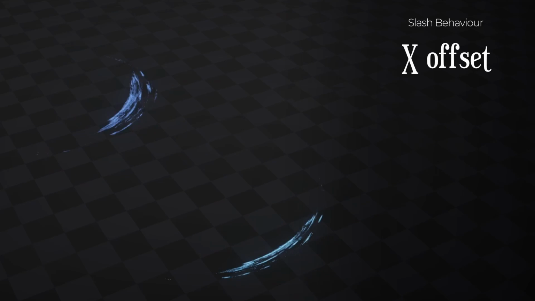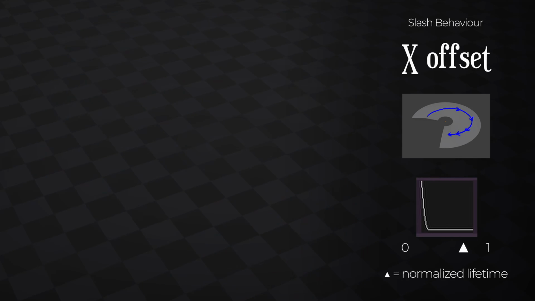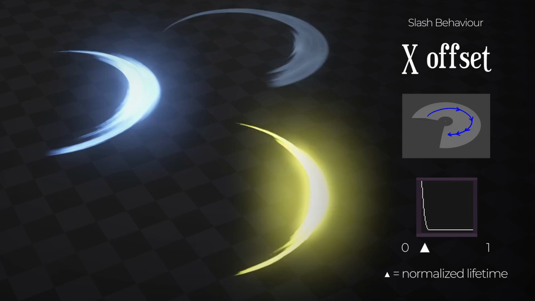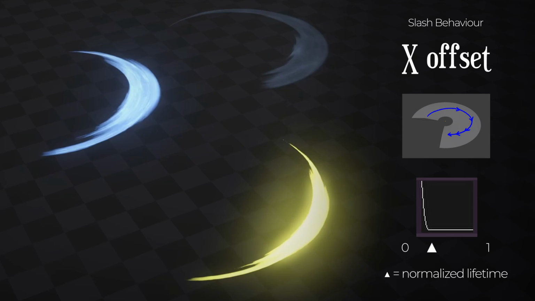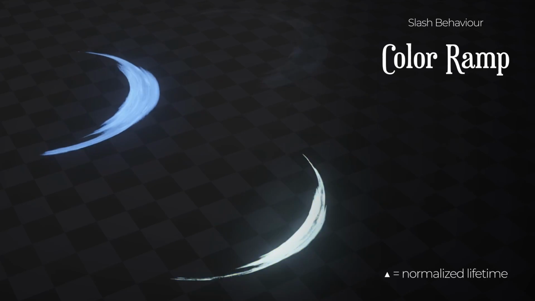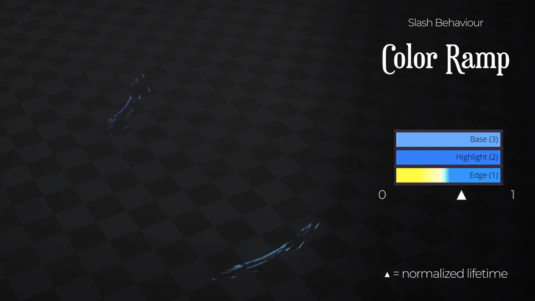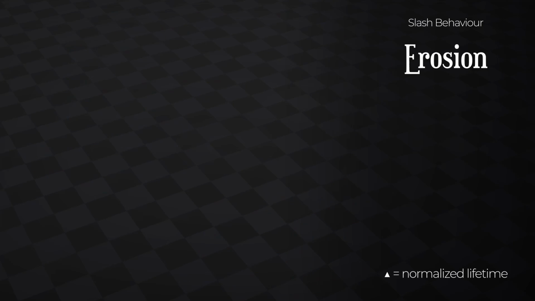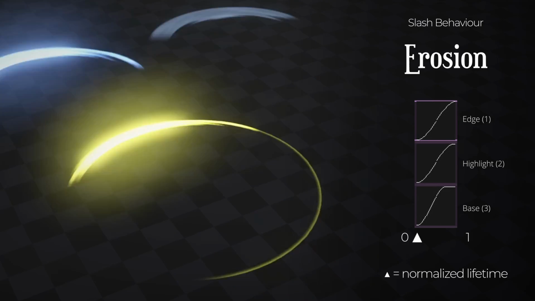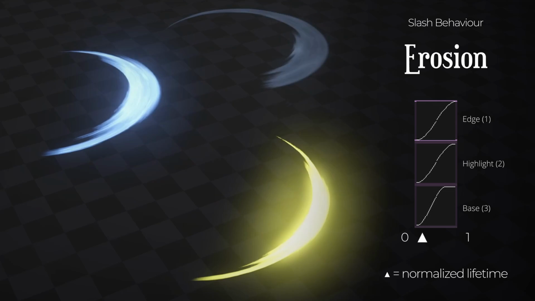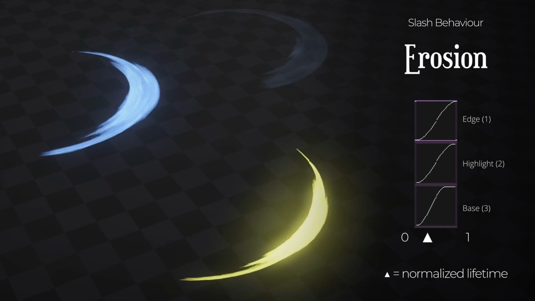Number 1, X offset. Our layer's texture moves along our slash mesh from one point to another based on a curve along its lifetime. Make sure that our texture doesn't repeat though. Number 2, color ramp. This is just the gradient that our layer samples as its color along its lifetime. And number 3, erosion. Our layer erodes based on a curve, again, along its lifetime. And we have most of our slash.